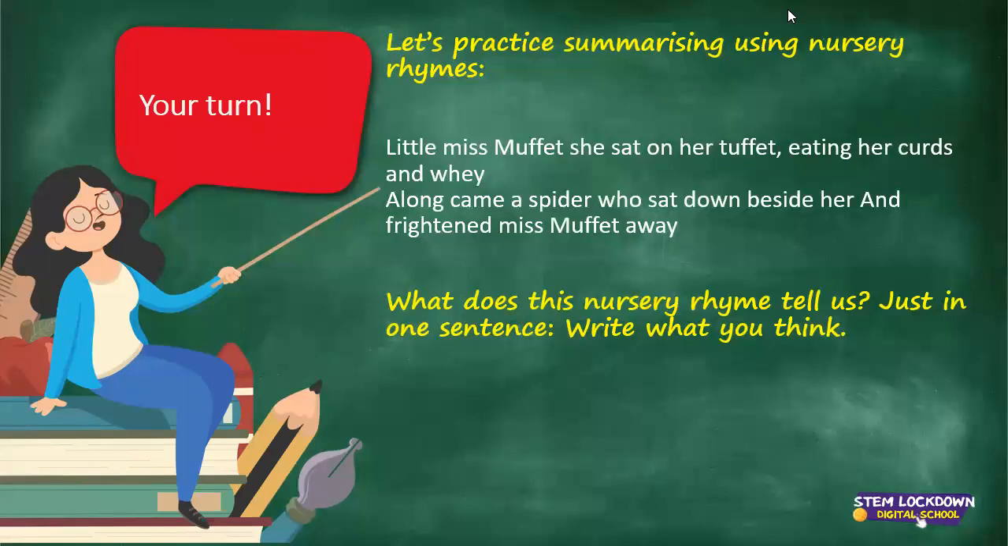Let's see what you guys have. Katlego said, Miss Muffet is terrified of spiders. That's correct. A woman was trying to eat her food, but was frightened away by a spider. Very correct. Miss Muffet is scared of spiders. That is correct. The lady was frightened by a spider. That is correct. Brilliant, guys. You're doing well.